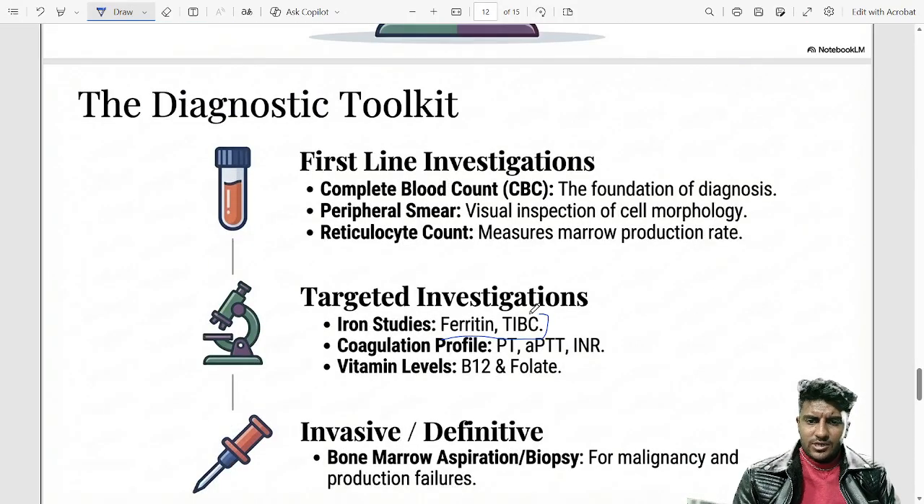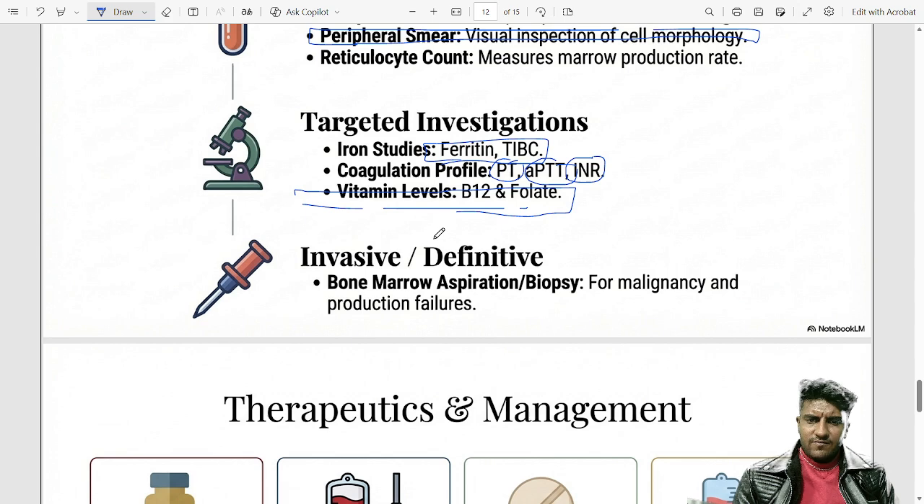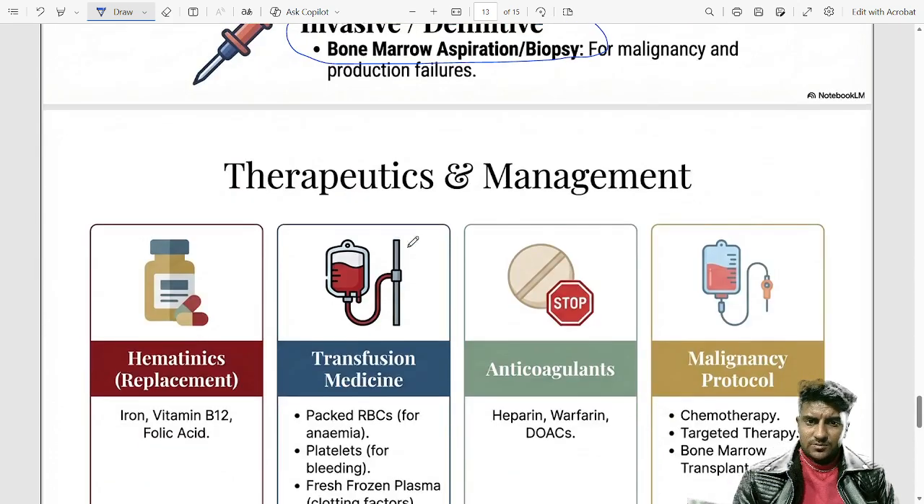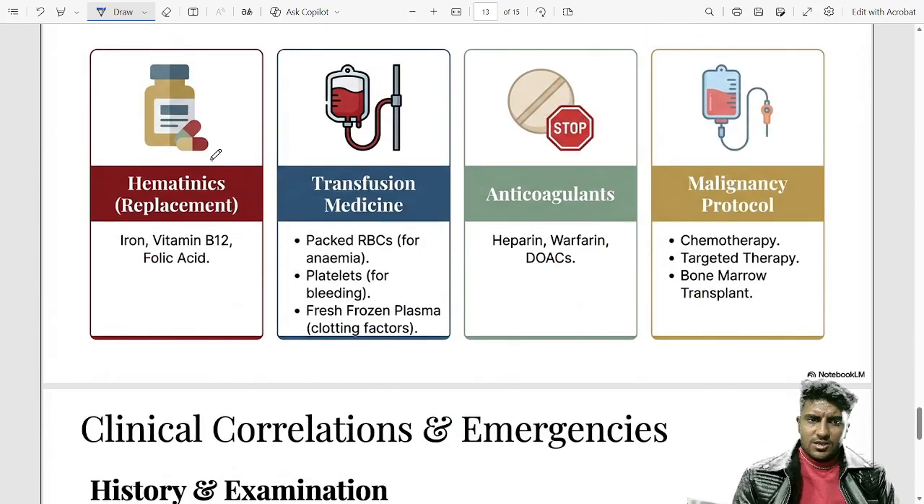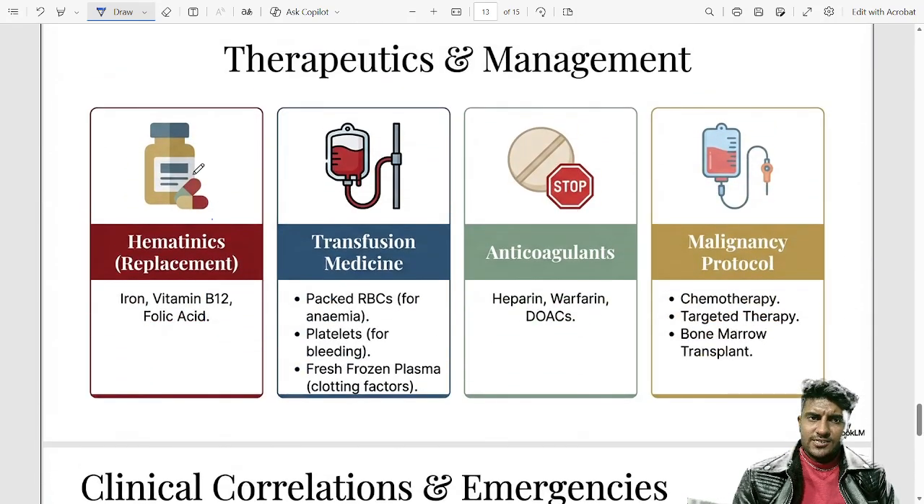So ferritin, total iron binding capacity, for the coagulation, international normalized ratio. Higher the INR, higher is the anticoagulant activity. Prothrombin time, activated partial thromboplastin time. Checking the B9 and B12 levels, folic acid and cyanocobalamin. Checking the smear test, any visual inspection for the histology, CBCs, right? And invasive, like you have the biopsy of the bone marrow, BMA, bone marrow aspiration.